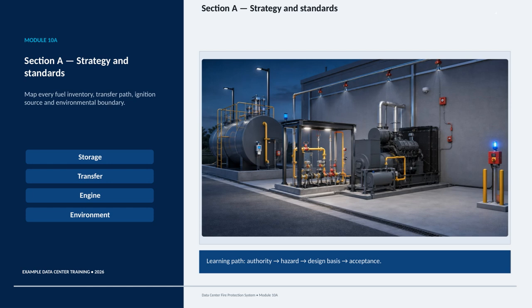The learning path moves in a deliberate sequence: authority, hazard, design basis, and acceptance. In other words, we first establish the governing requirements, then identify the hazards, define the design response, and finally determine how that response will be accepted. This framework provides the foundation for the rest of the module.